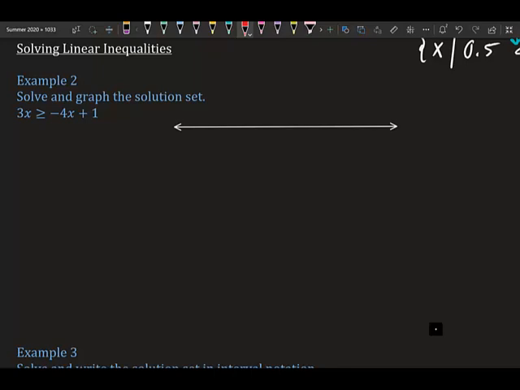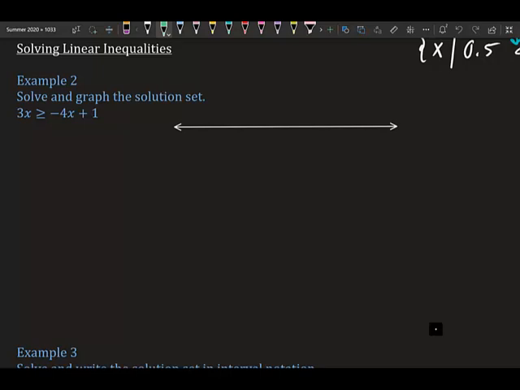So basically, we're going to treat this as if this were an equal sign, because it kind of is. So treat it as if it were an equal sign, and then when things start to differ, we'll remember. You'll see what I mean. All right, so we have 3x is greater than or equal to negative 4x plus 1. So we need to solve for x.